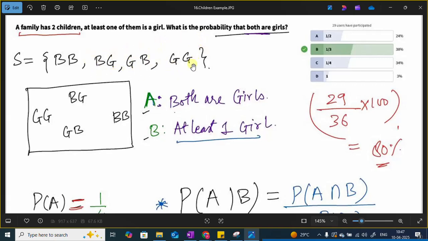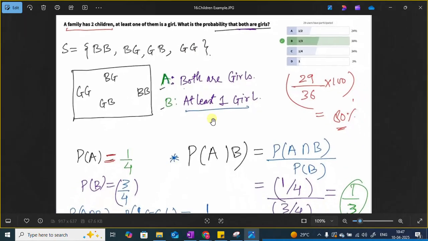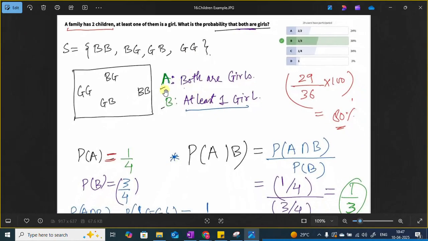Here, obviously, two girls is present. At least one girl is present by default, right? Now, see how I'm solving. I'm taking two conditions. A: both are girl, that means this condition, GG. B: at least one girl, that means these two conditions, either BG, boy-girl, or GB, girl-boy. Fantastic.